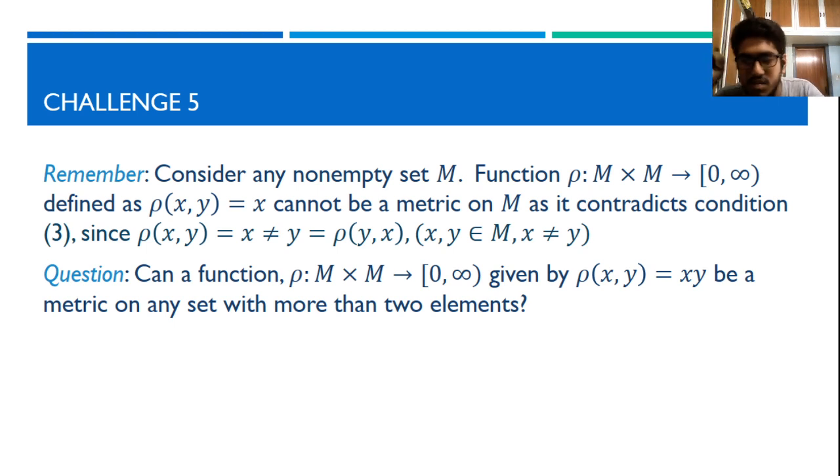Yes, Mahesh. Mahesh said no. And most of you seem to agree that it cannot work. Why? The reason is simple, and we have already discussed it multiple times, because rho of say 1 comma 0 will be equal to 0, which is contradicting the second condition.